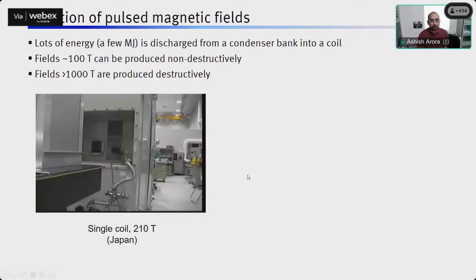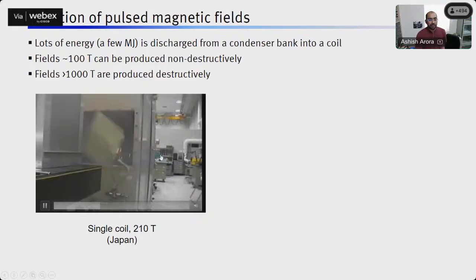I have certain videos. I can show you one, but the sound will not be transmitted to you, unfortunately. I will just play this video. This is a video from Japan. So you should focus here in this region. Okay, so this was an explosion.